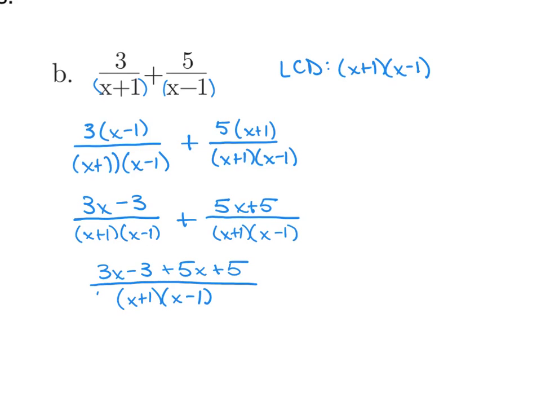If we combine our like terms, we get 3x and 5x combine to give us 8x. Negative 3 and 5 combine to give us plus 2. All over x plus 1, x minus 1.